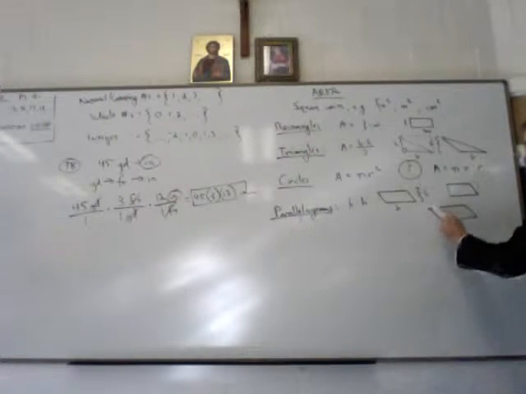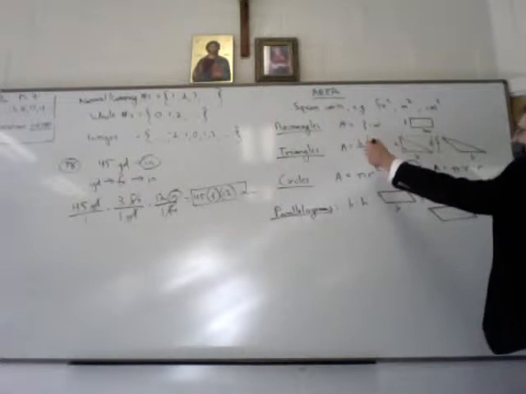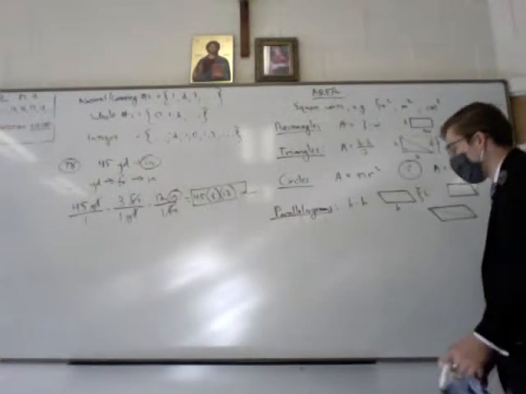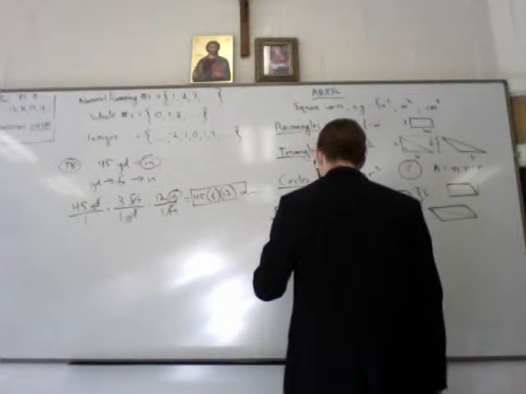Base times height, the area of this triangle is half the area of the parallelogram. So we take this and multiply it by 2, we end up with just base times height. Okay, the last one, and the most difficult one, trapezoids.